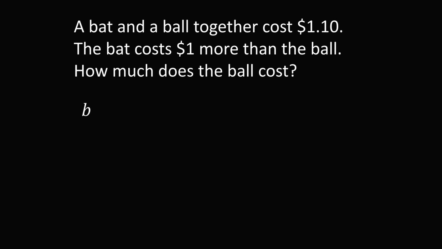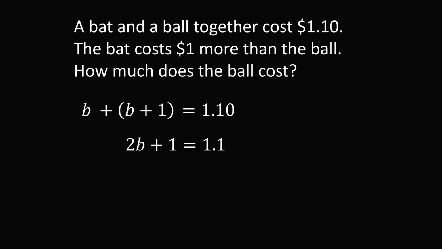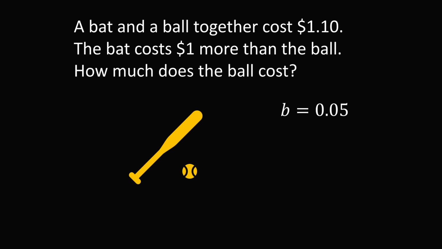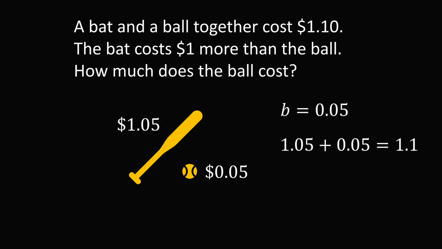Let's say B is the price of the ball. Then the bat costs $1 more than that, so that will be B plus 1. The total cost is $1.10. We now have an equation: 2B plus 1 is equal to 1.1. Subtract 1 from both sides and divide by 2 to get that the ball has a cost of 5 cents. And that would mean the bat has a cost that's $1 more, which will be $1.05. And together, the bat and the ball will cost $1.10. So the ball costs 5 cents, and that's the answer.